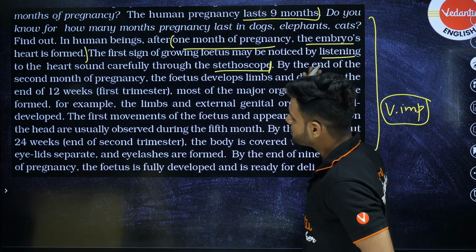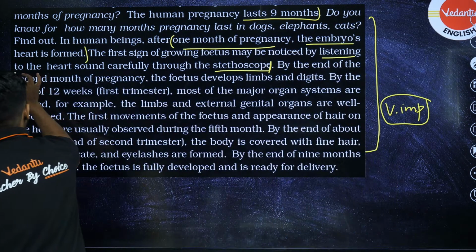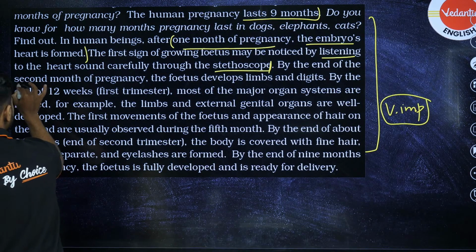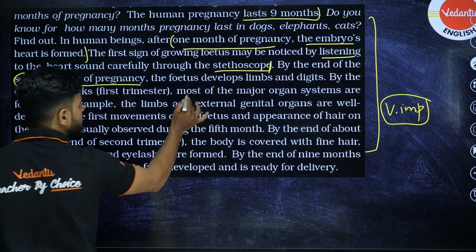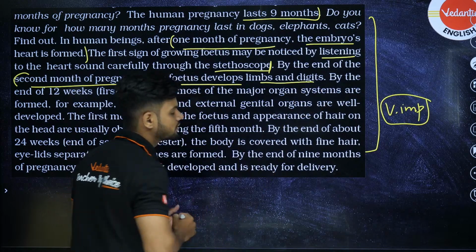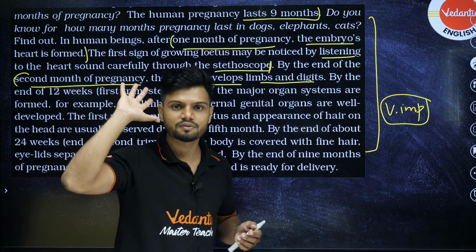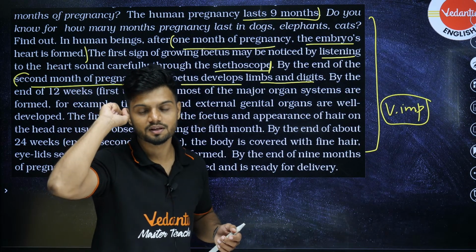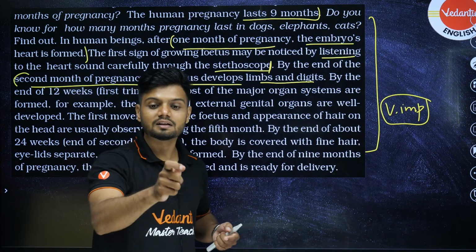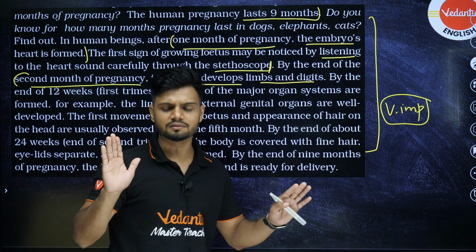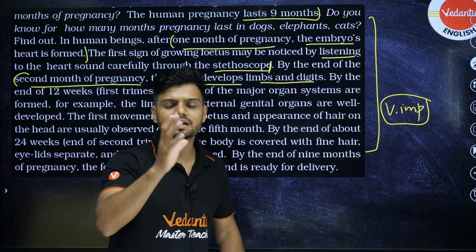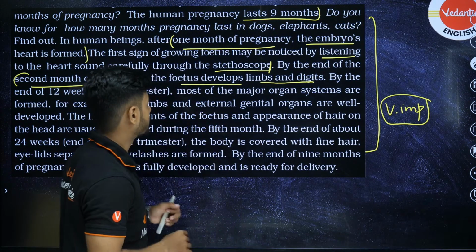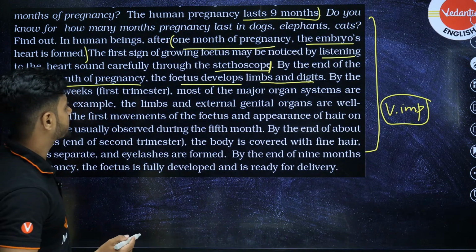By the end of the 2nd month, also a question. In the 2nd month of pregnancy, the fetus develops limbs and digits. That is limbs and fingers. Now tell me the answer. Limbs and digits are developed when? They'll ask you a question directly. When are limbs developed? Directly: end of the 2nd month.